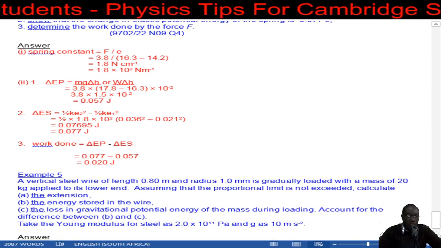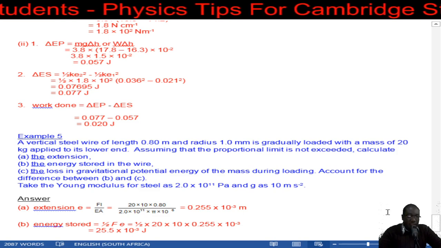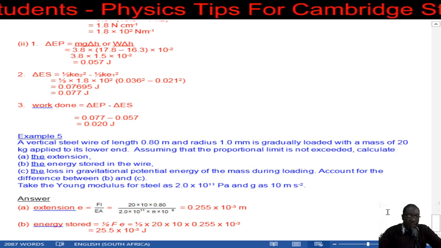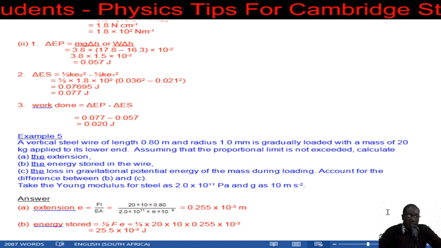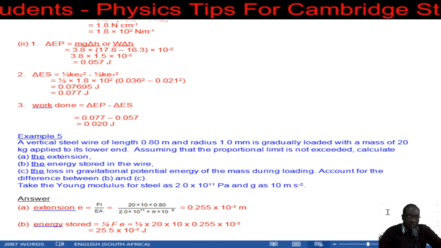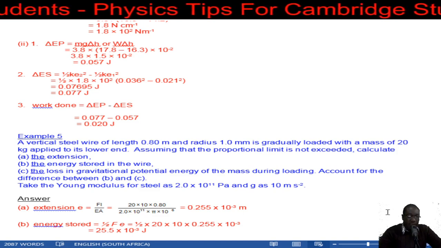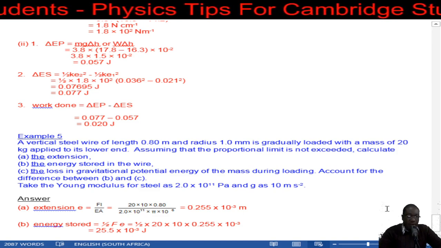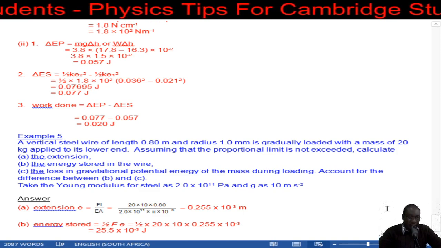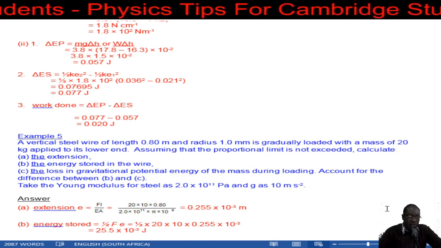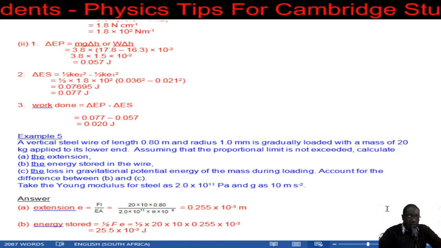The last question on the topic, number 5. A vertical steel wire of length 0.80 meters and radius 1.0 millimeters is gradually loaded with a mass of 20 kgs applied to its lower end. Assuming that the proportional limit is not exceeded, calculate the extension. So we use the formula extension is equal to FL over EA.